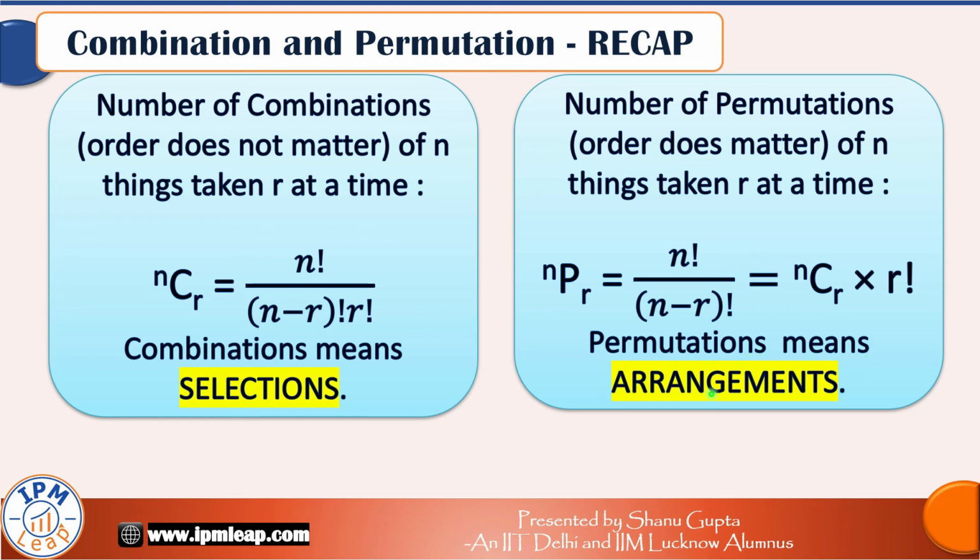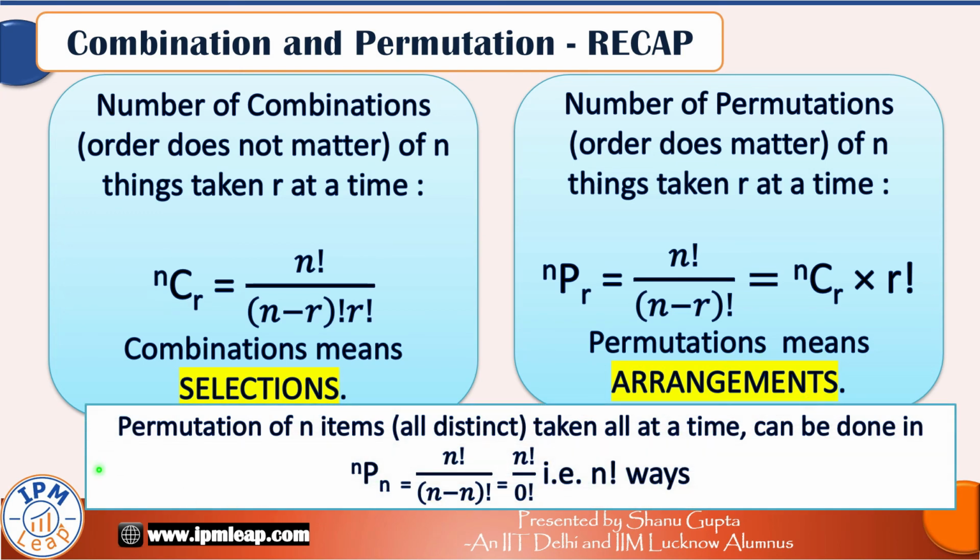Permutations means arrangements. Using the same formula of permutation, we can infer that permutation of n items, all are distinct, taken all at a time, can be done in NPn, which is equal to n factorial over 0 factorial, that is n factorial ways.